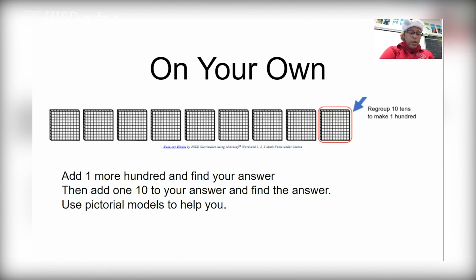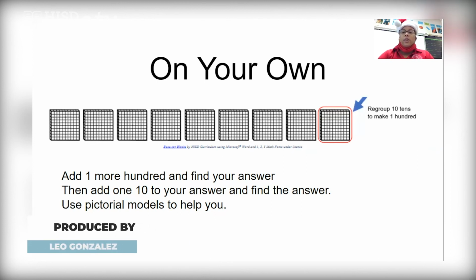So today, boys and girls, we reviewed ways to represent numbers using pictorial models. We talked about how you can compose the place value blocks to create other representations using place value blocks. And now on your own, Ms. Ward said for you to add one more 100 to 900 and then add a 10 to your answer to find your answer.